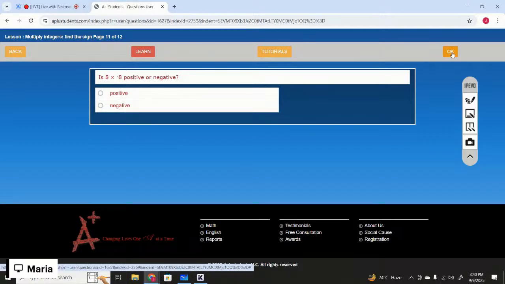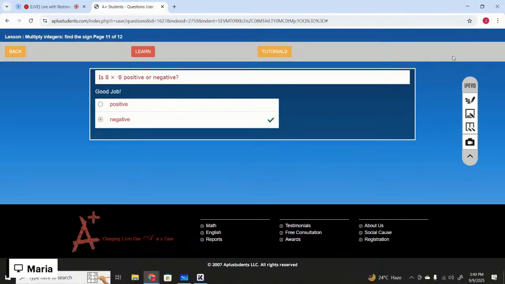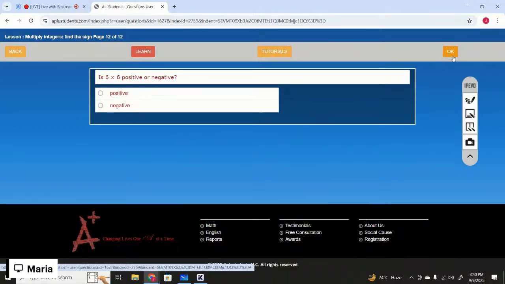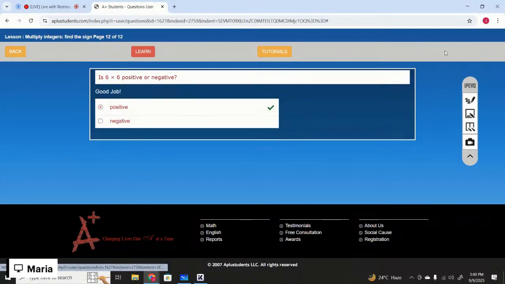Is 8 times negative 8 positive or negative? Negative it is. Option number 2 is the correct option. Is 6 times 6 positive or negative? Positive it is, because both the numbers are positive. Okay, we are done with the lesson.